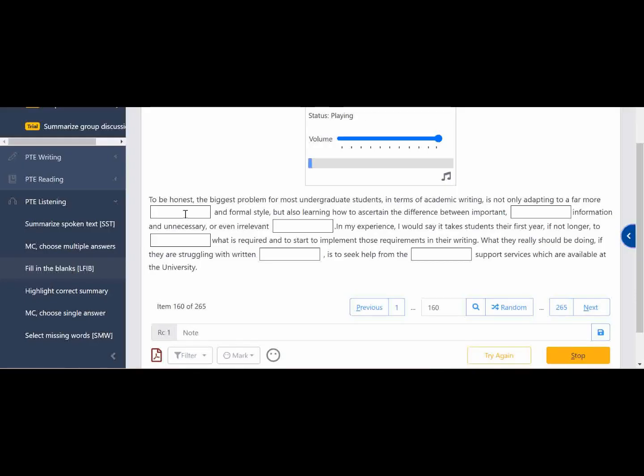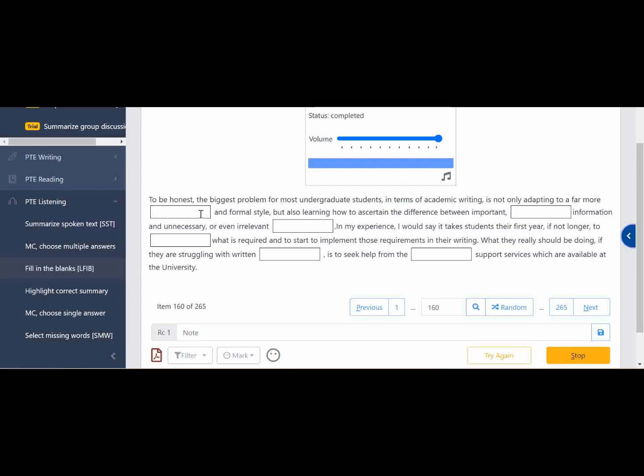To be honest, the biggest problem for most undergraduate students in terms of academic writing is not only adapting to a far more structured and formal style, but also learning how to ascertain the difference between important, valid information and unnecessary or even irrelevant material. In my experience, I would say it takes students their first year, if not longer, to appreciate what is required and to start to implement those requirements in their writing. What they really should be doing, if they are struggling with written assignments, is to seek help from the excellent support services which are available at the university.